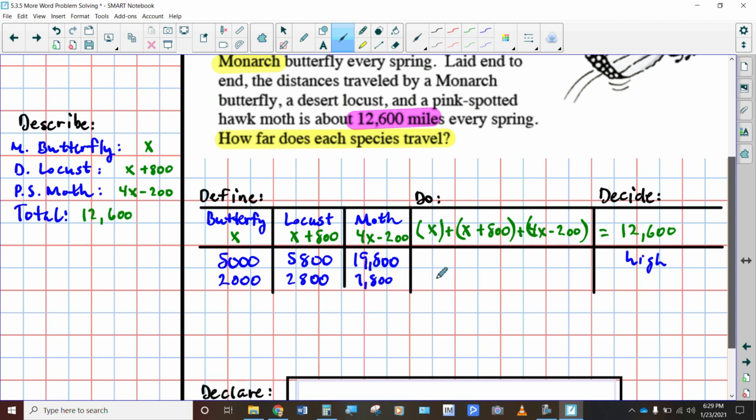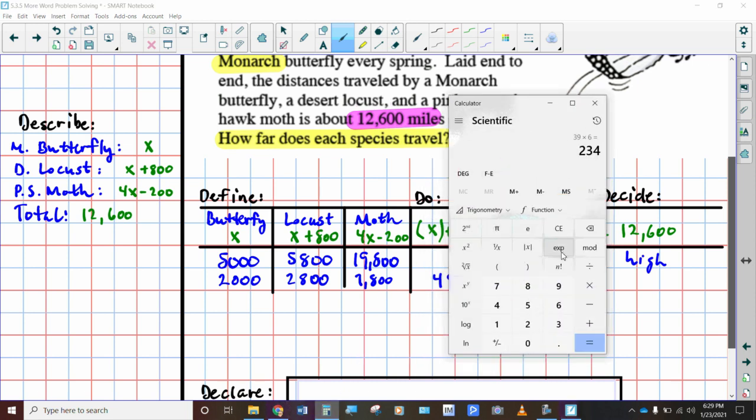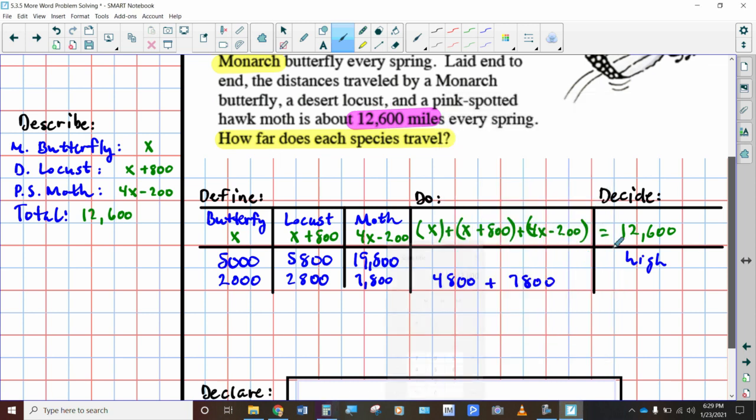So let's go ahead and add all those together. I'm going to do the first 2, 4,800, and then add that to 7,800. And let's go ahead and use our calculator. 4800 plus 7800 is, oh, looky there. God, it's so nice to have lucky guesses sometimes. So that is our answer. So we can declare our answer. And I'm going to go ahead and show it right here.